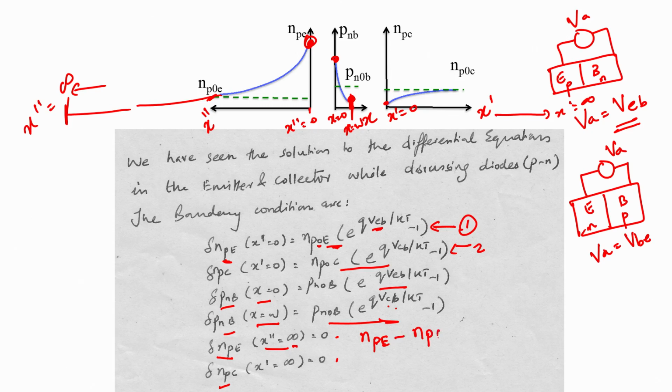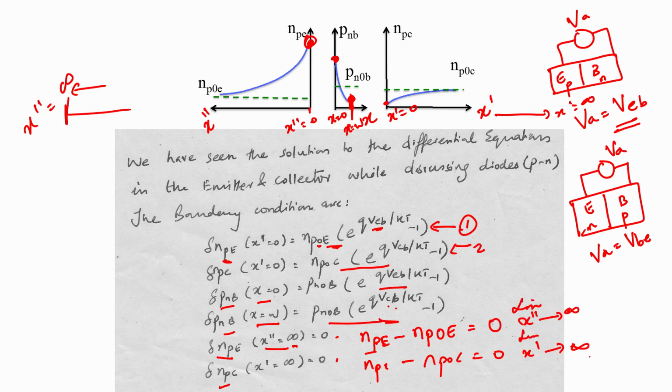minus the equilibrium concentration NPOE, there is not much difference, and that means NPE approaches the equilibrium concentration as we head towards infinite. Okay. And NPC also approaches the equilibrium concentration as we head towards infinite. So, in the limit of x double dash heading to infinite, and in the limit of x dash heading to infinite, NPE minus NPOE is 0 and NPC minus NPOC is 0. So, that is what these two boundary conditions mean.